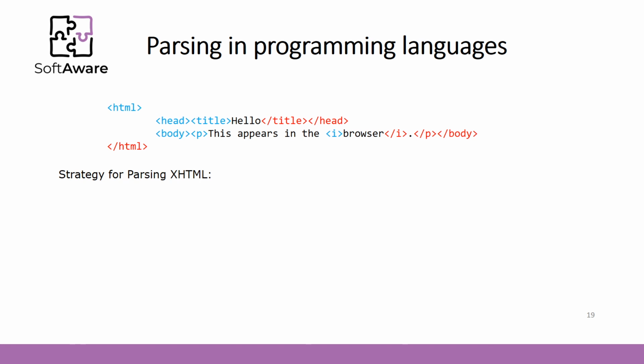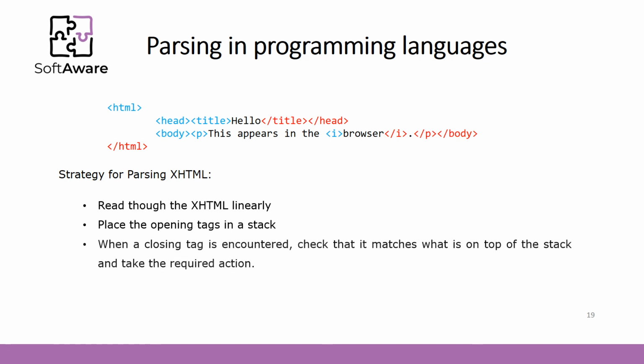We have said that most of the parsing uses a stack to check user inputs for correct syntax. In this example, we will look at an XHTML script and see how stacks are involved in parsing. The strategy for parsing XHTML syntax is that we read through the XHTML linearly and place the opening tags in a stack. When we encounter a closing tag, we check if it matches what is on top of the stack and take the required action.